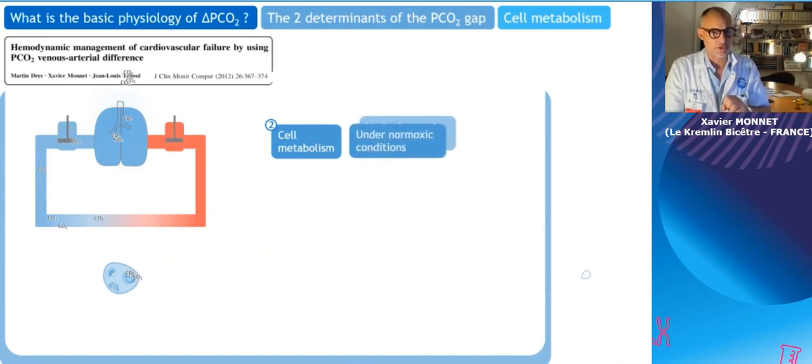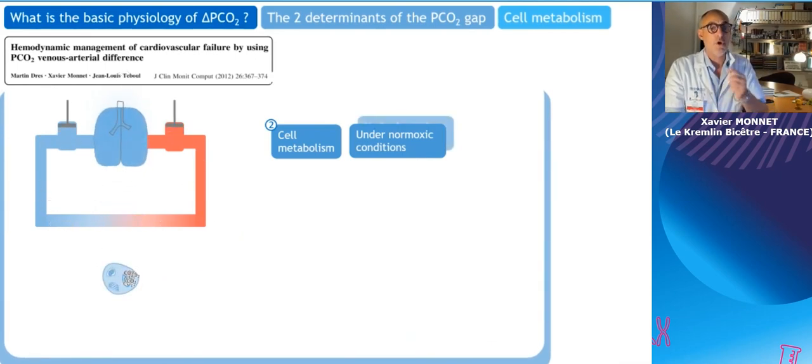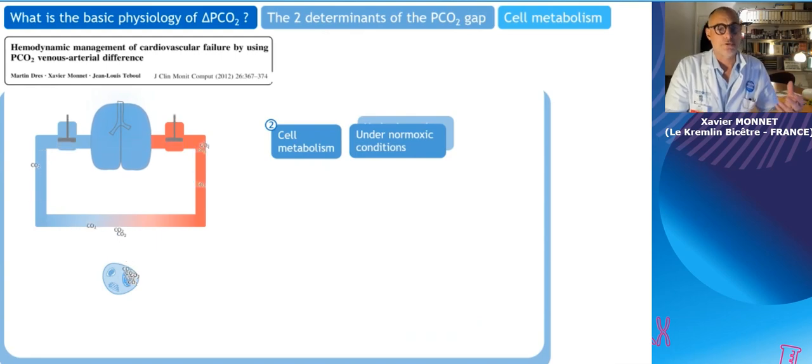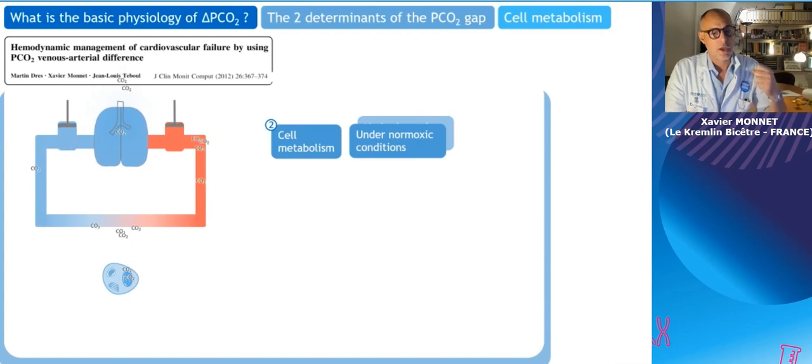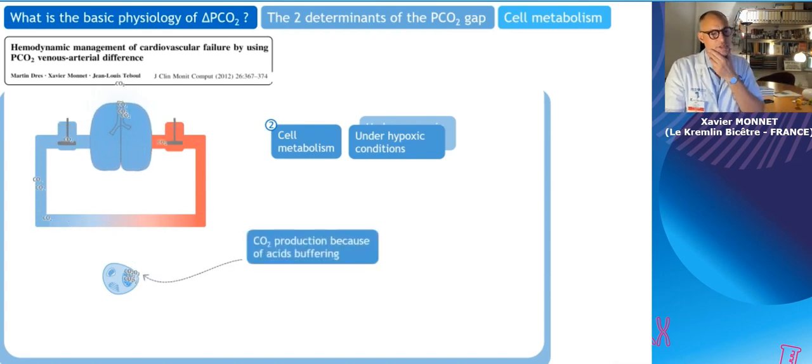Under normoxic conditions, CO2 is produced by the oxidative metabolism. The more oxygen is consumed, the more CO2 is produced. And this is tightly, mathematically linked, if I may say, through the respiratory quotient. So the main determinant, the only determinant of the CO2 production, is the oxygen consumption under normoxic condition. Under hypoxic conditions, of course, there is no more oxidative production of CO2.